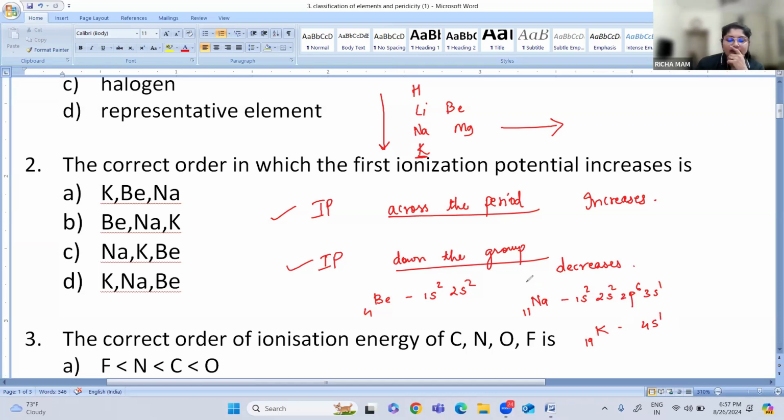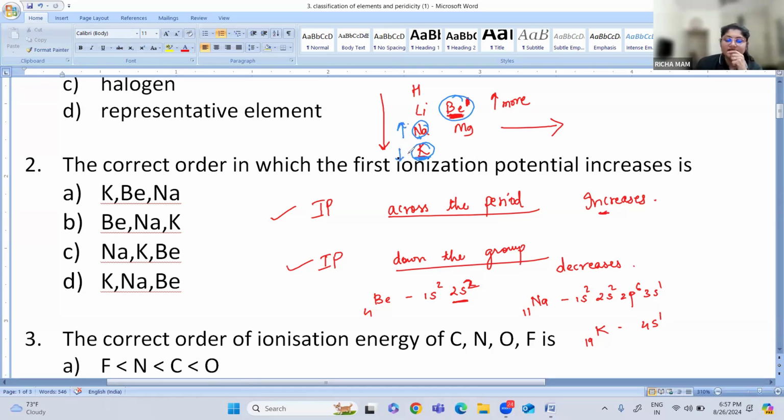Now here, if I see the ionization potential, to remove these 2 electrons, the energy will be maximum, it will be more. So this will be highest in beryllium, because as you move across the period, it increases. And when you compare sodium and potassium, as you go down the group, potassium will be less. So the first ionization of sodium will be more, and this will be less.